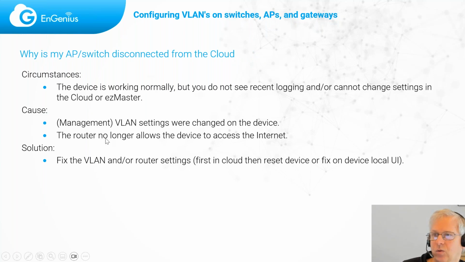The other thing is when you do something wrong and you configure a wrong management VLAN, then you might be disconnected from the cloud. So fix the VLAN and/or router settings. Maybe you need to add the VLAN on your router with the DHCP server. Maybe you need to set the VLAN correctly on the port to which your AP is connected.